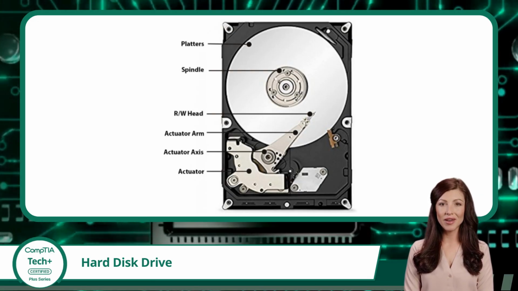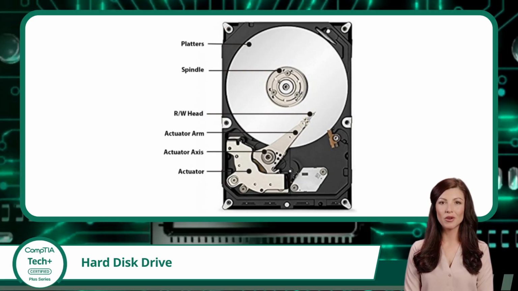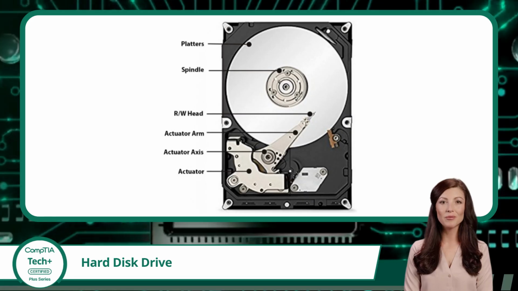When reading data, the head detects the magnetic changes on the platter's surface and converts them into electrical signals that can be processed by the computer. When writing data, the head applies a magnetic field to the platter to encode the information. It might go without saying, but keep these devices away from strong magnets, as they could seriously damage your HDD drive.